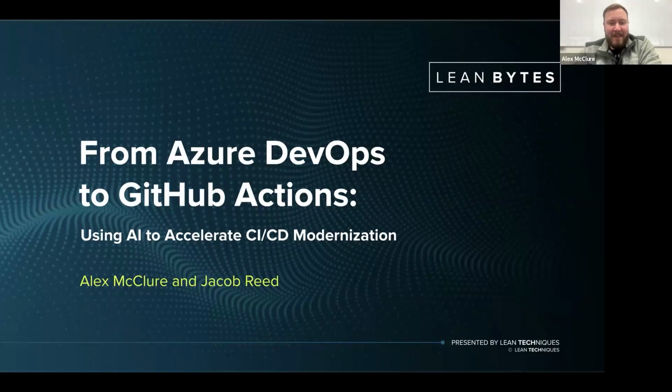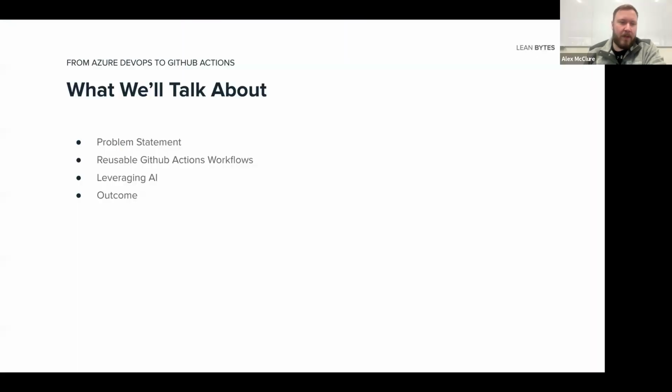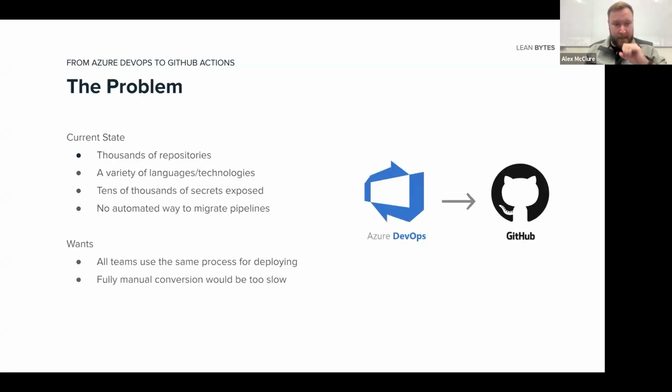All right, thank you, Tim. We're going to be talking about how to use AI to actually get moved off, right? How do we actually do that dirty migration over? So we're going to start by talking about the problem statement, what we went into this with, then leveraging reusable workflows, making things more standardized across your organization for CI/CD practices, using AI to then accelerate that piece, and then what outcomes we saw from doing this.